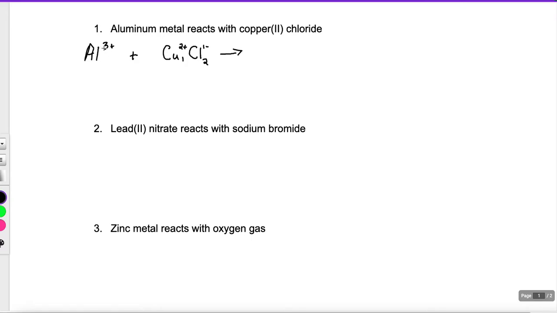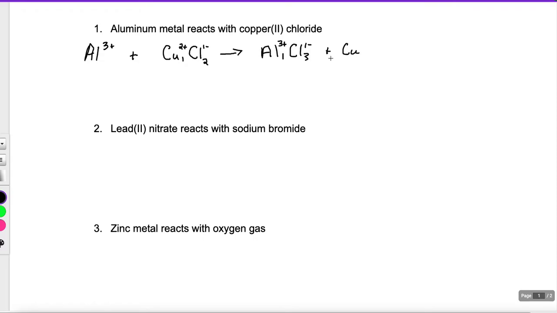Now, I don't know if you recognize this, but this would be a single replacement reaction. When you have a positive with a positive and negative, a positive will replace a positive. So the aluminum would go not with the copper, but with the chloride. So you'd go aluminum 3 positive, chloride 1 negative, and then you would do the crisscross, AlCl3, and then copper goes by itself.